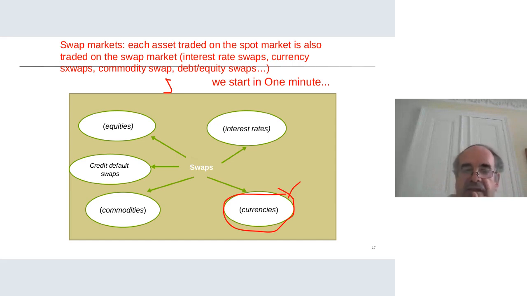Commodity swap, what is it? In a commodity swap, normally you exchange a fixed price against a variable price. Let me give you an example, which is a real example.